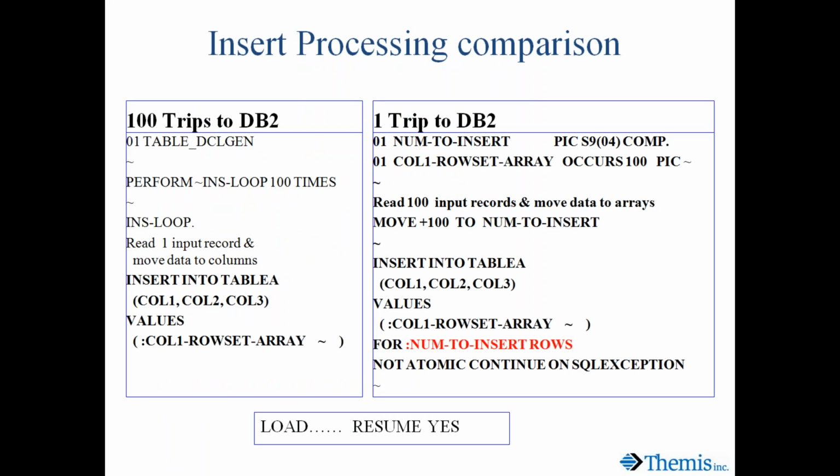Now, if I'm going to do that, and let's say I'm going to populate 100, I can make a decision whether I want to do 100 trips or one trip to DB2 per 100 rows, okay? So, insert processing can, and we have proven through tracing, improve performance significantly in the elapsed times. So, handing 100 rows at a time to DB2, instead of doing 100 interrupts from application to DB2.